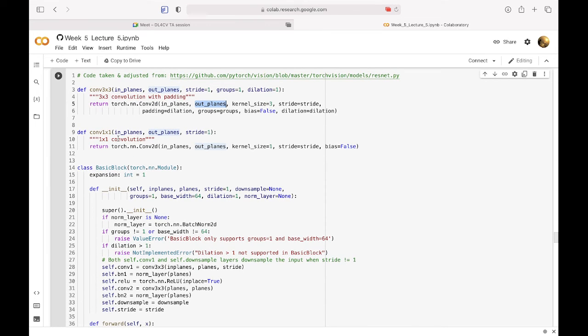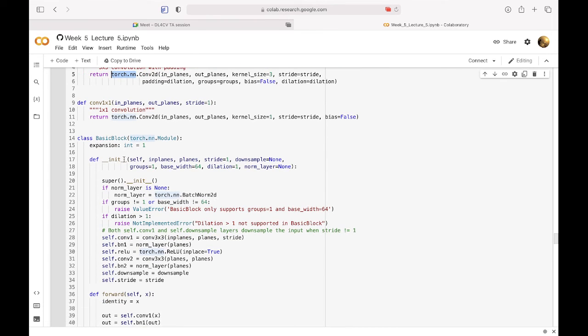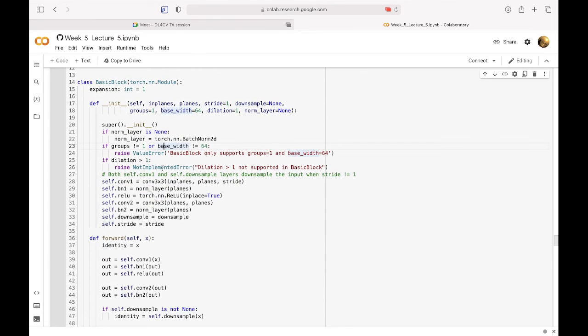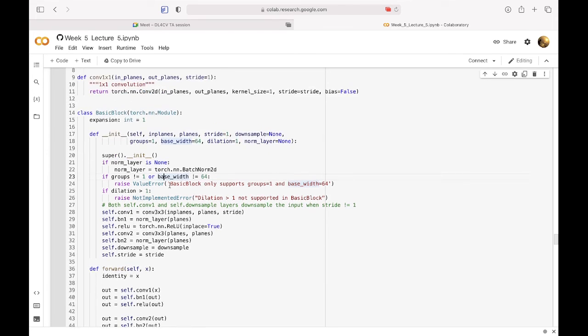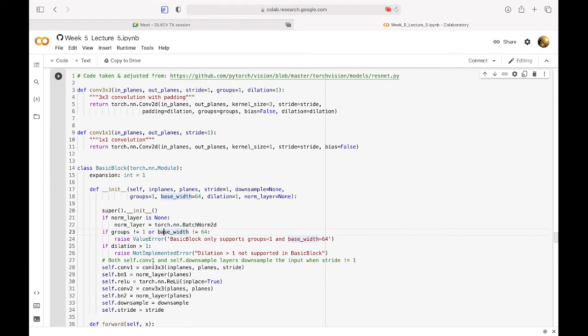So these conv layers can be defined using this torch.nn library. The torch.nn library actually has definitions for all these convolution, fully connected layers, pooling layers, ReLU, all of them. So this is a basic ResNet block. Here I'm calling this conv3x3 function, which is defined here, and the normalization layer is a batch normalization layer followed by ReLU.